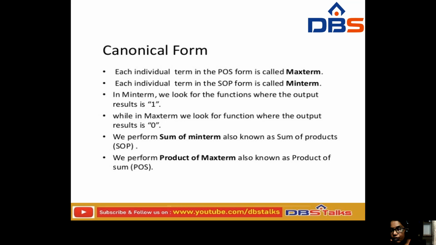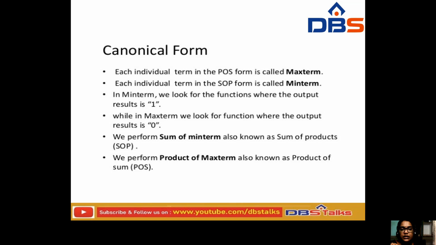In min terms we look for the functions where the output result should be 1, while in max terms we look for the function where the output is 0. When we perform the sum of the min terms, it is also known as the sum of products. When we perform the product of max terms, we can say it is the product of sums. These are the canonical forms for each individual term in the sum of products and product of sums.